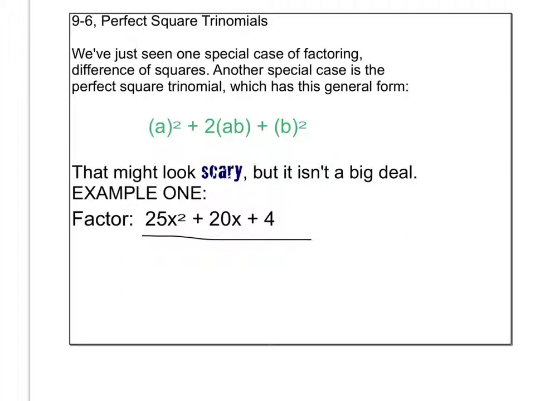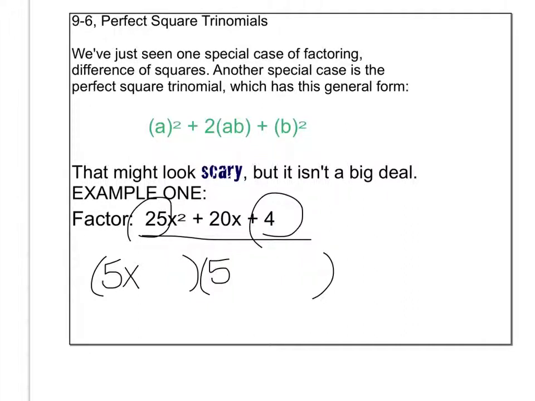plus 4, we know that 25 and 4 are both perfect squares because 5 times 5 is 25 and 2 times 2 is 4. So what we do here is you're going to set up your two binomials. The first term is going to be 5x in each one. The end is going to be 2 and 2.